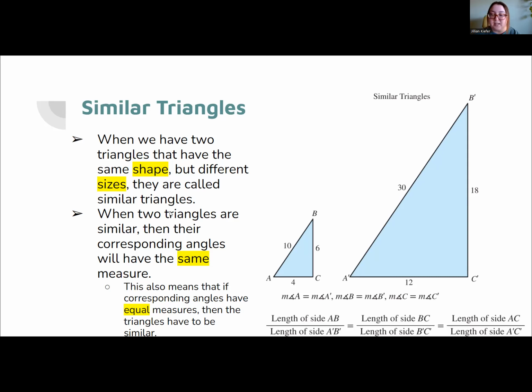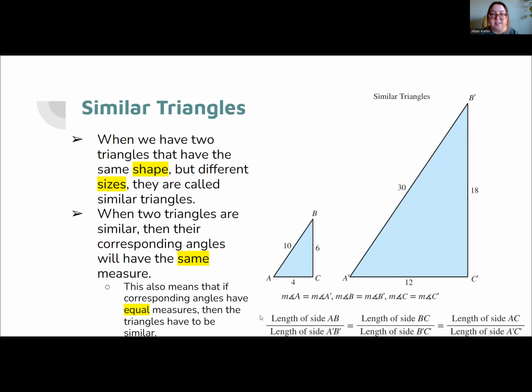So in this case, we're saying that the measure of A should be equal to the measure of A apostrophe. So between the two triangles here it should be the same. The measure of B should be the same as B apostrophe, and the measure of C should be the same as C apostrophe. So all of these angles will match each other.